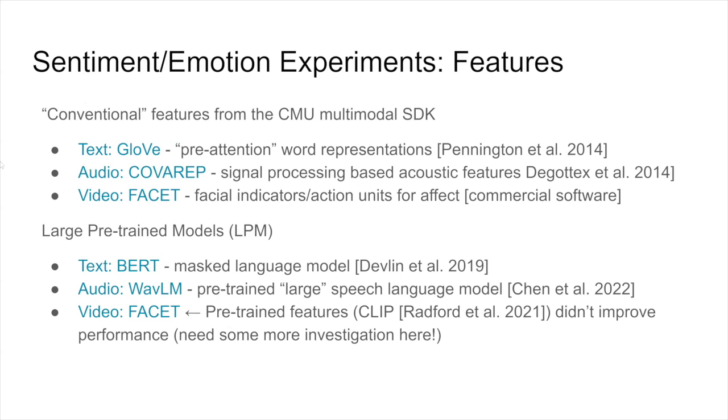So like basically pre-transformers, some signal processing based audio features, these FACET facial features, which come from commercial software that give us some facial indicators. So these are the older ones. The newer ones are the BERT model, as I mentioned before, and this kind of audio language model. So it's similar to BERT, but trained on audio. And then for the video, the suggested pre-trained model didn't actually produce anything better for the interim, so we stuck with just the FACET features, but that requires some more investigation in the future.